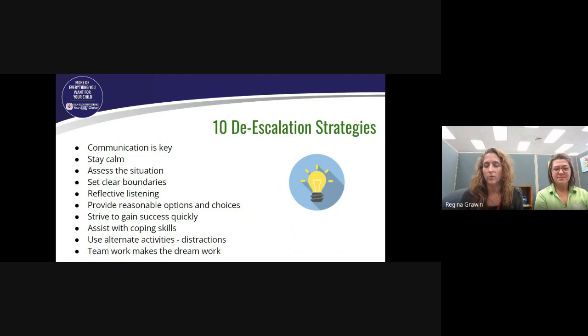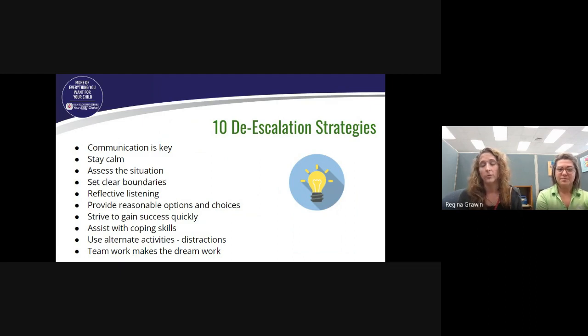You want to provide reasonable options and choices. Like I said earlier, maybe you have a cool down corner, or maybe they have the opportunity to take a walk. So give them that choice, that option, if that's something we know works for that student. You want to strive to gain success quickly. We don't want to drag it out, with them heading towards crisis for 45 minutes to an hour. We want to get them to respond as quickly as we can.